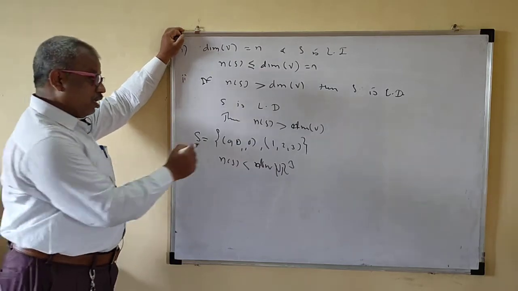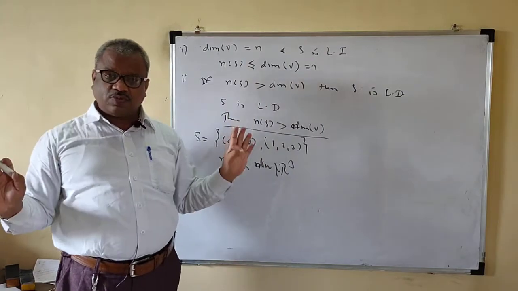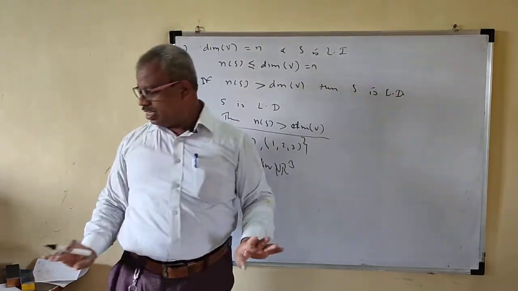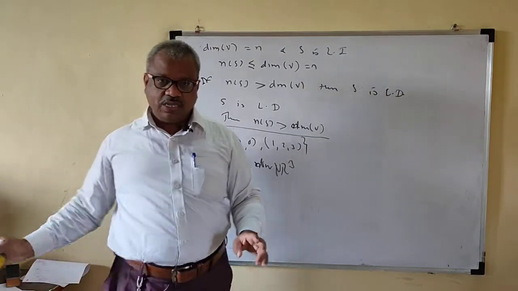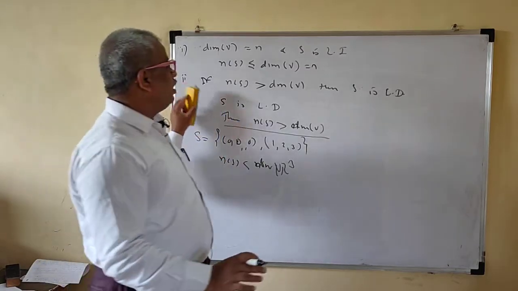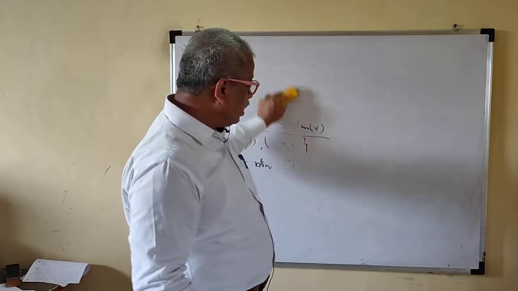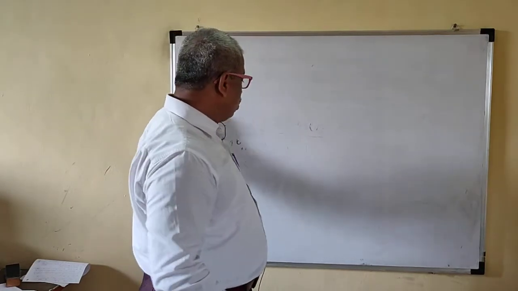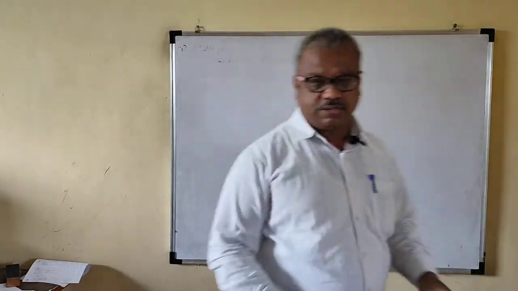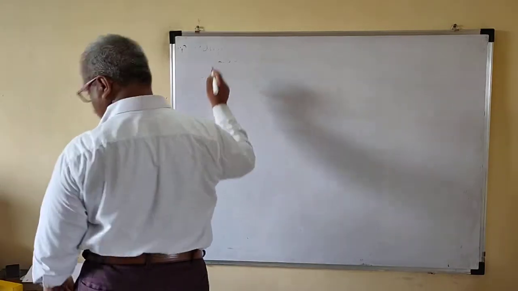But if the number of elements in S is greater than the dimension of V, then surely S is linearly dependent. But if S is linearly dependent, we are not sure about the number of elements in S, whether it is less than or equal to the dimension of V or greater than. You cannot say anything about that. Okay, so remember this.